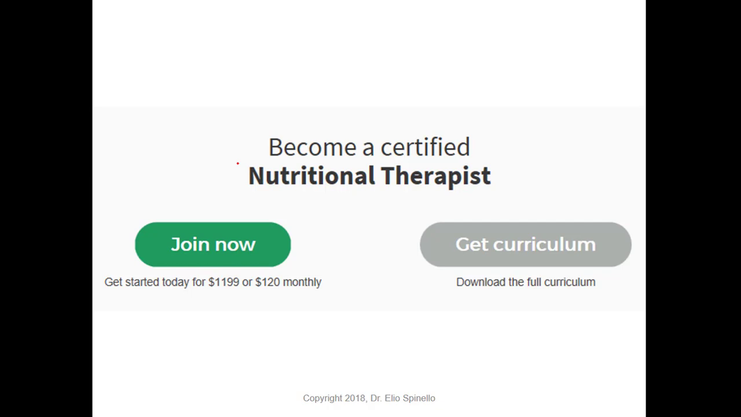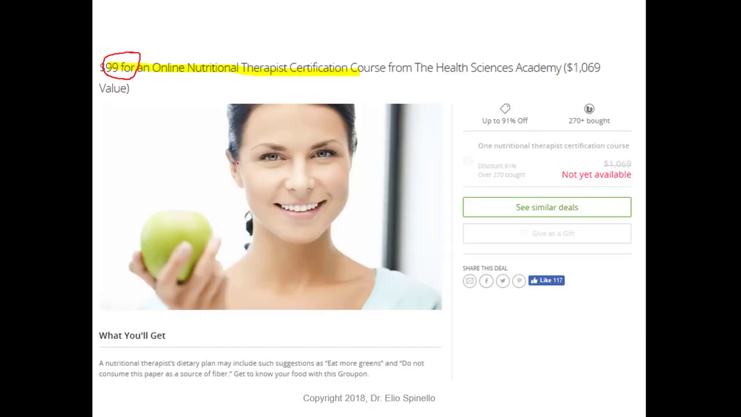So very often what you'll see will be individuals who call themselves certified nutritionists. This kind of sounds a little bit more legit, but it isn't really necessarily. So for example, here you'll see for $11.99 or $120 a month, you can become a certified nutritional therapist. And you just sort of click there and put in your credit card information and you're off and running. Here's another one, $99. And by the way, this is the same course as the $11.99 you saw earlier. This is an online nutritional therapist certification course. So here you can become a certified nutritional therapist.